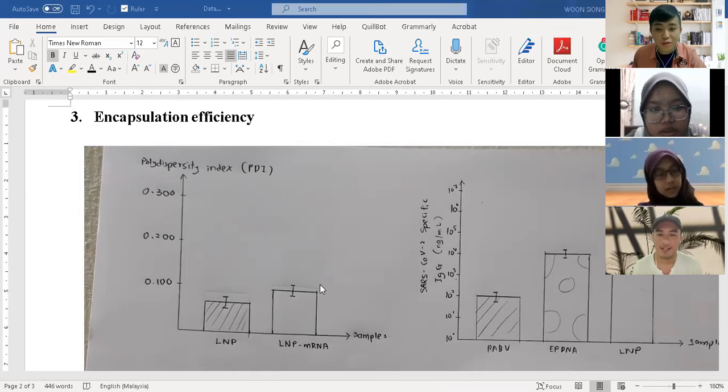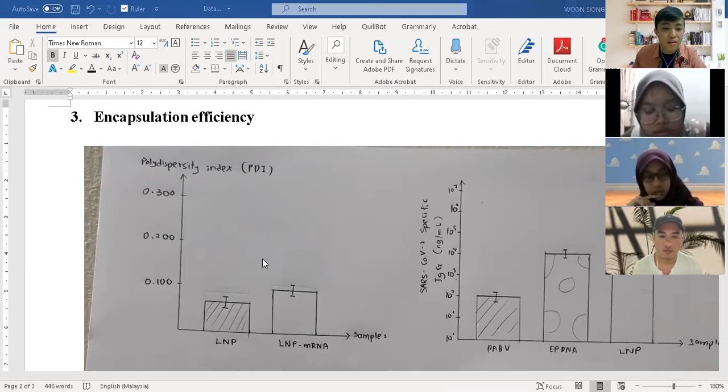To add on, by looking at this polydispersity, we can see that although there is a little bit of an increase, it is not significant. This means that most of the mRNA was successfully encapsulated into the lipid nanoparticles. The size is mostly the same, which is around 0.1 PDI. So would you say it is still more than 90% efficiency? Yes, the efficiency is more than 90%.